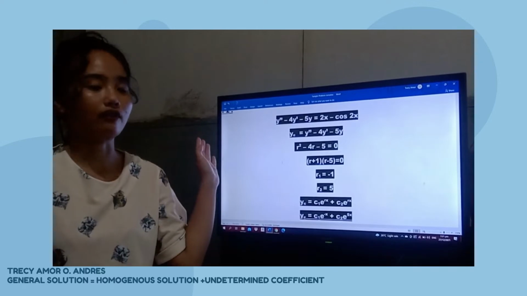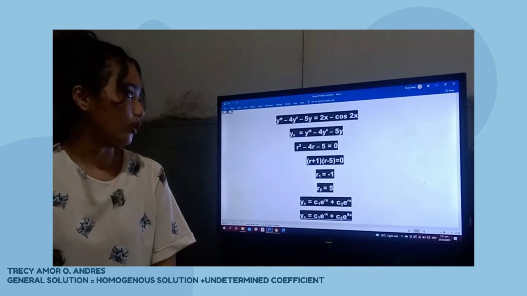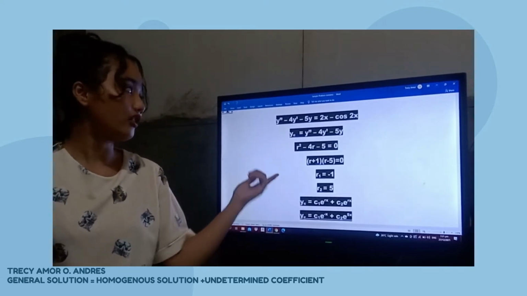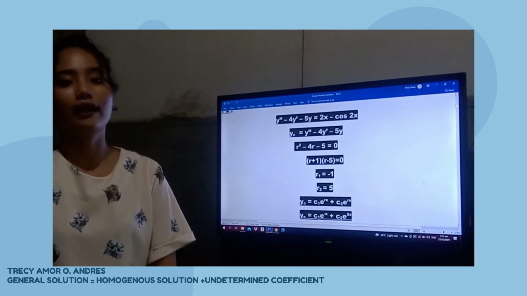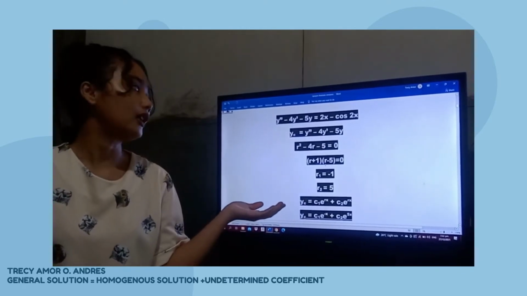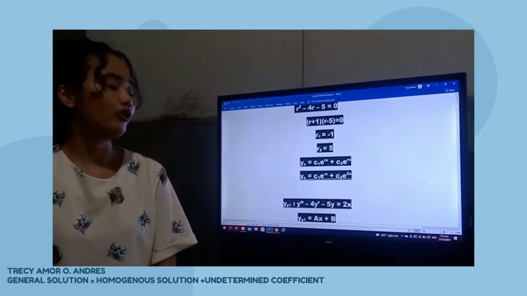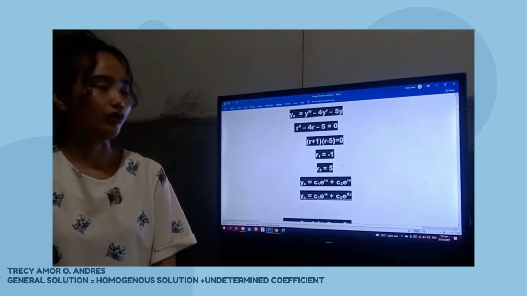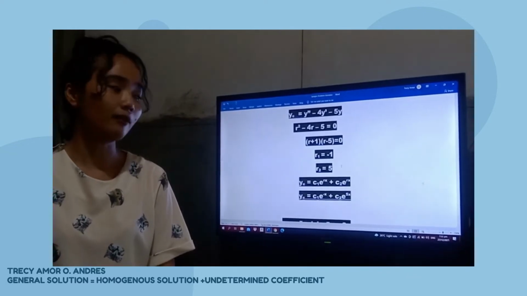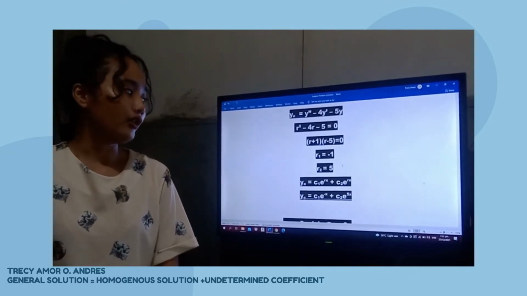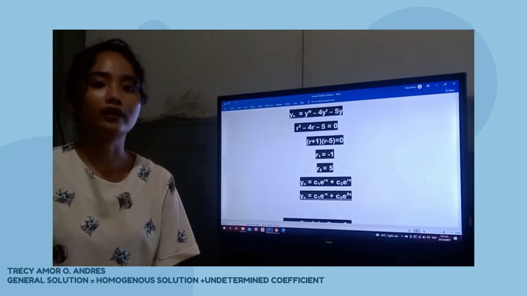We will use the left side of the equation and transform it into a characteristic equation, which is now r squared minus 4r minus 5 is equal to 0, and by the method of factoring, we now have its roots, which are negative 1 and 5. So in the complementary solution, we have c sub 1 e raised to the power of r sub 1 x plus c sub 2 e raised to the power of r sub 2 x, in which this c sub 1 and c sub 2 are arbitrary constants.